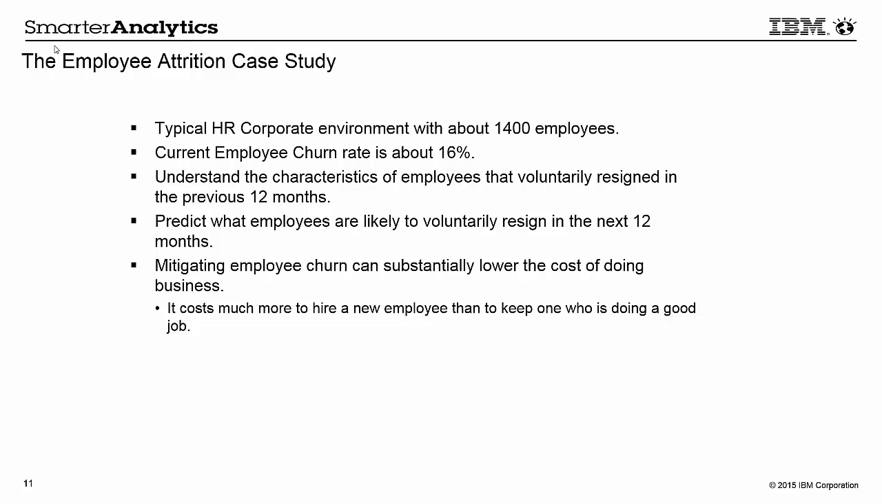Based on the knowledge we get from that, we're going to build a predictive model that will allow us to predict the current employees that are likely to resign in the coming 12 months. Mitigating employee churn can substantially lower the cost of doing business because typically it costs much more to hire a new employee than keep a good one you already have.